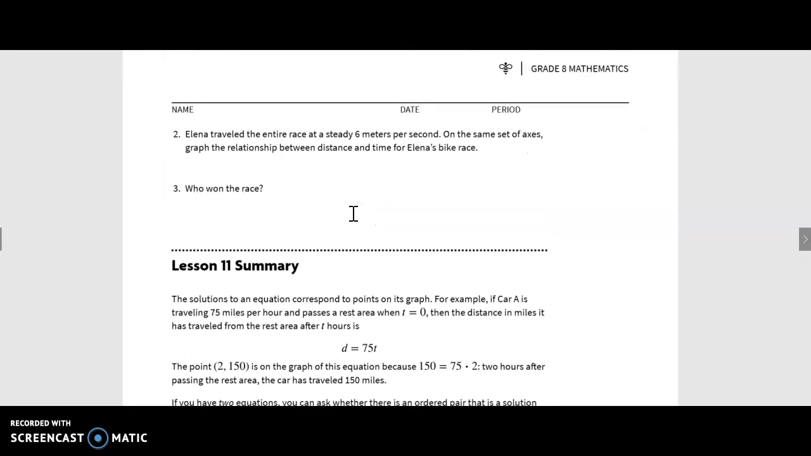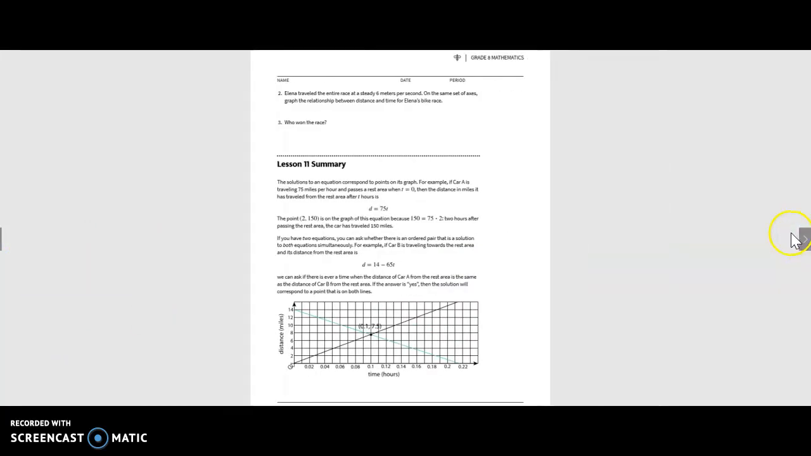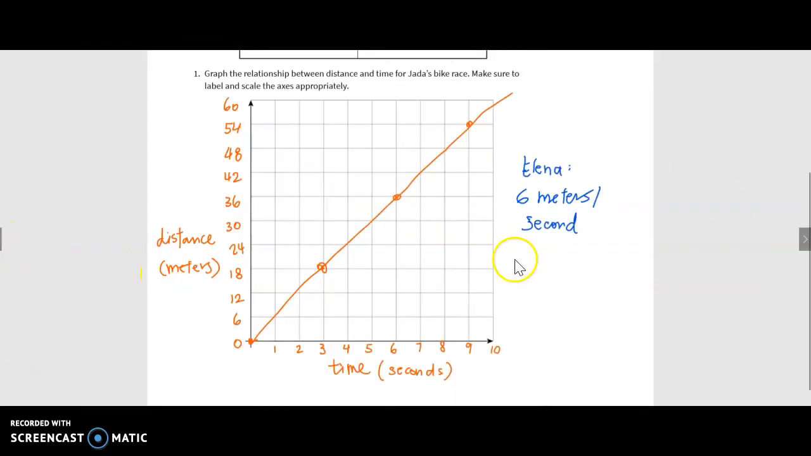Elena traveled the entire race at a steady 6 meters per second. On the same graph, we're going to graph for Elena. So I'm going to go back to the graph right here, and I'm going to plot for Elena. I forgot about the speed. It is 6 meters per second. So I'm going to go ahead and plot those points. For 1 second, it will be at 6. So 2 seconds will be 12. And then 3 seconds, 18. 4 is 24. 5 is 30.